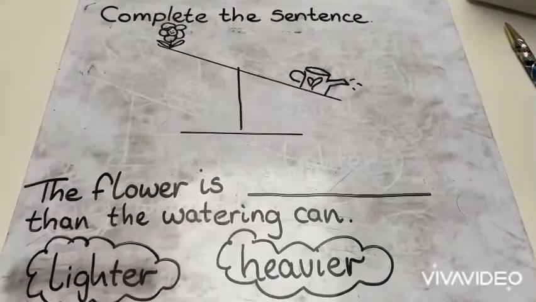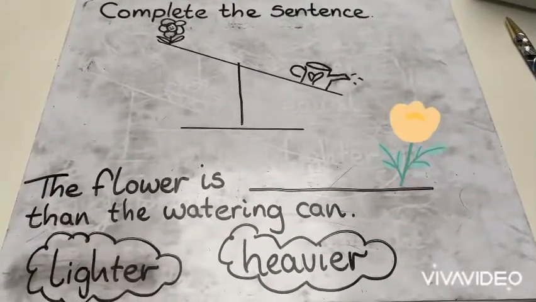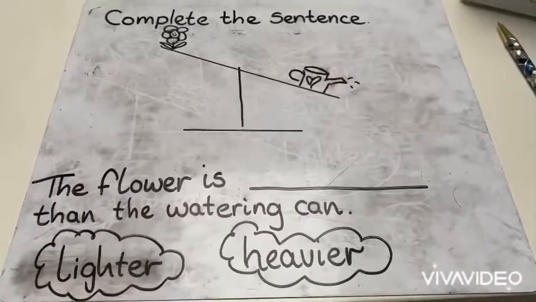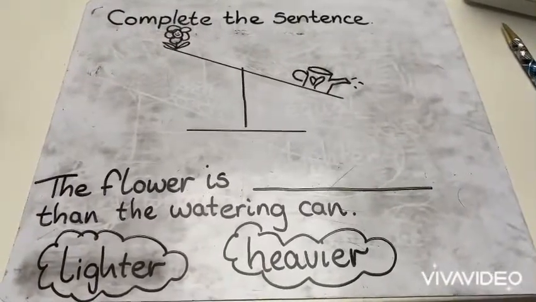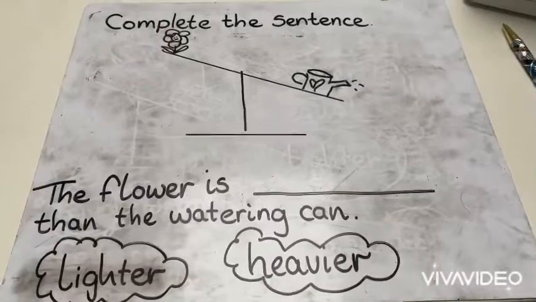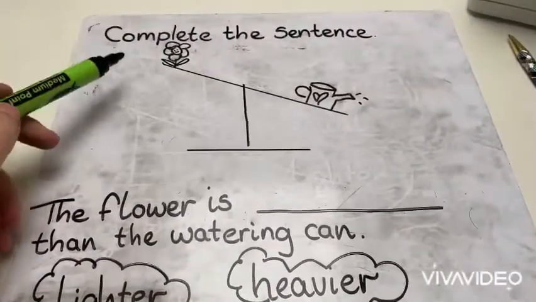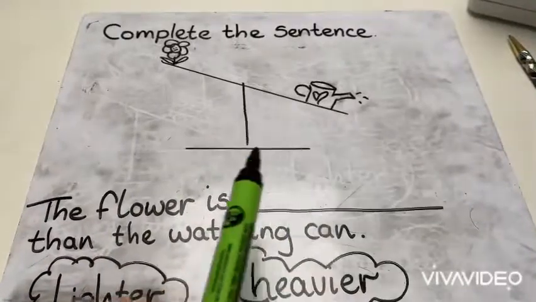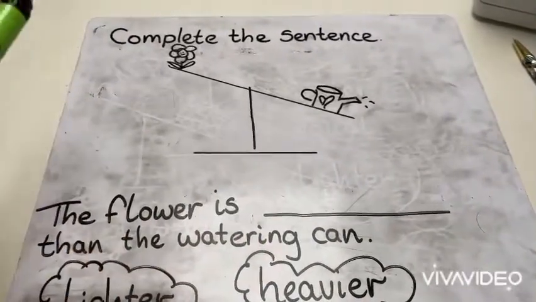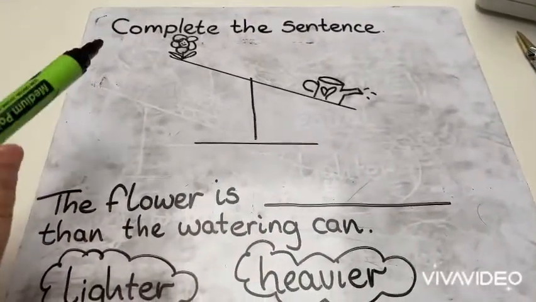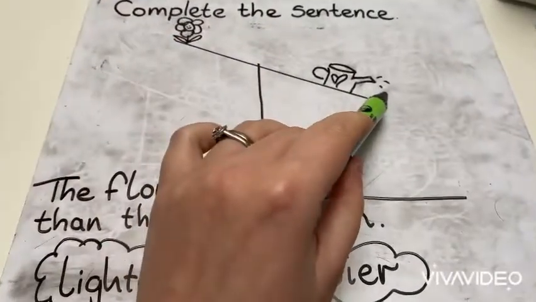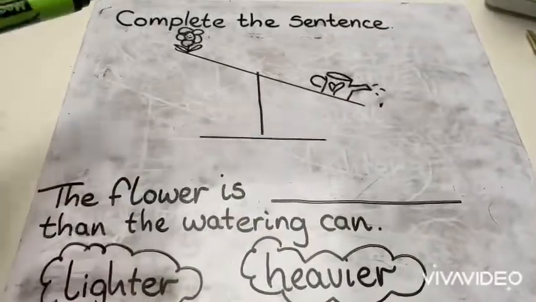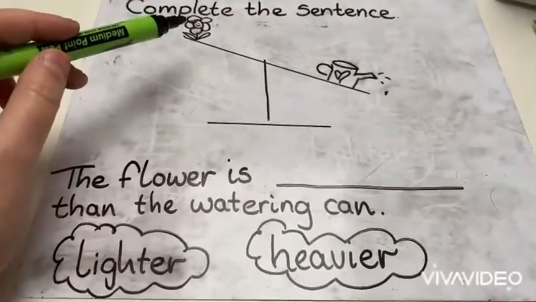Complete the sentence. The flower is what than the watering can? Is it lighter or heavier? Now remember, whatever is heaviest is going to be closest to the ground on my seesaw. So which one is closest to the ground? It is our watering can. So that means that the watering can is heavier than the flower.